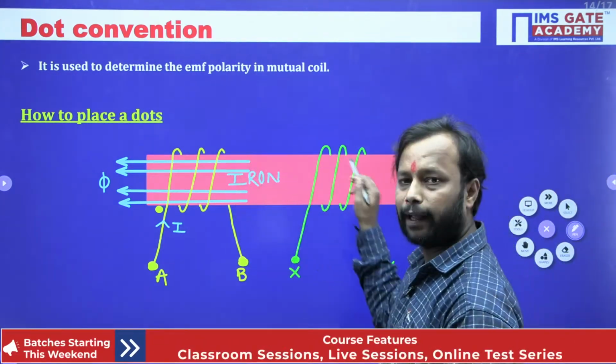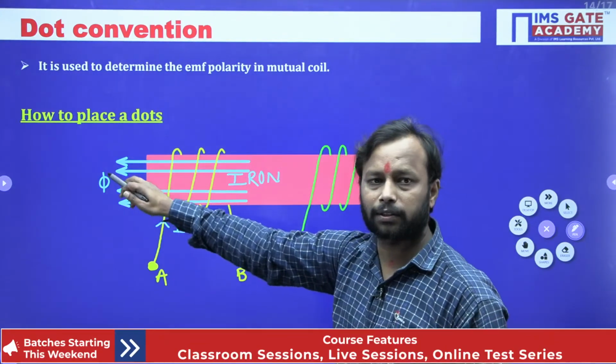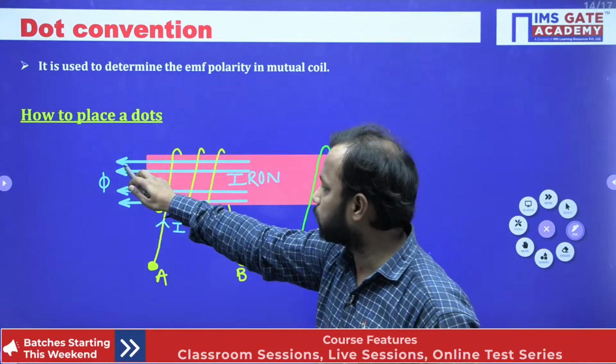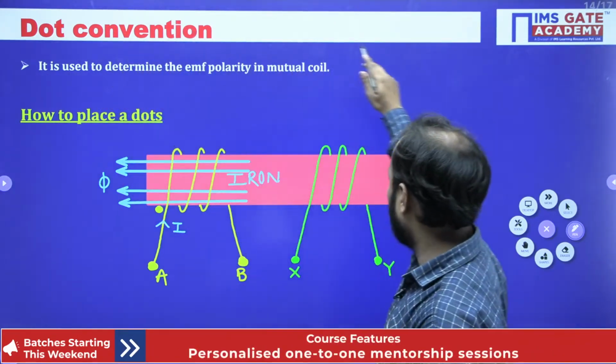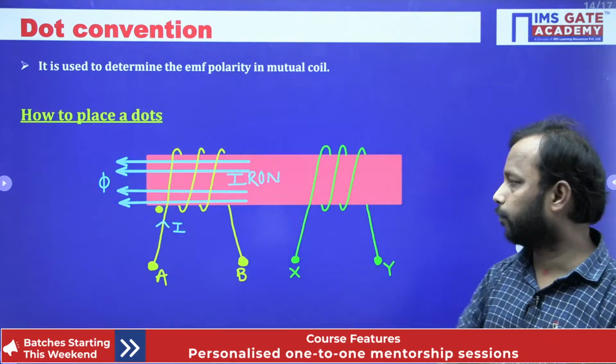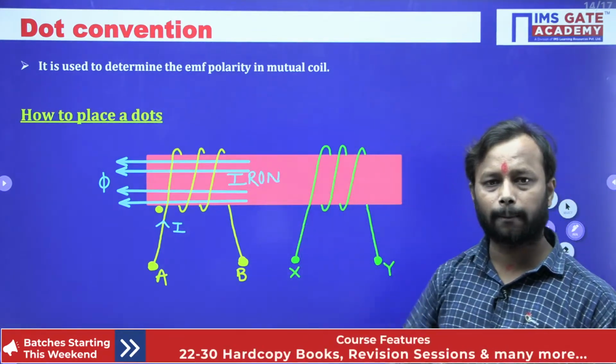This is an iron bar, and magnetic flux always flows in a closed path. So this magnetic flux will go into the air and come back like this, and it will again enter into this iron bar.